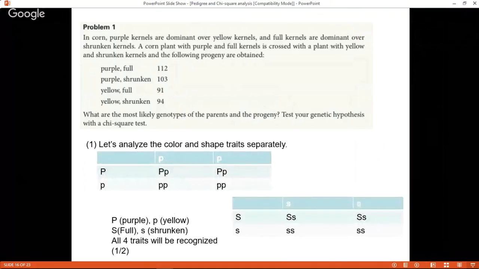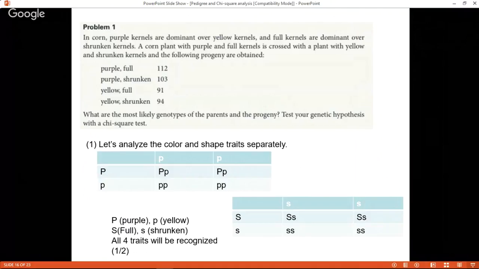Let's analyze the color and shape traits separately. We're going to start with the purple and the yellow to do the color separately. So big P is going to be purple, and small p is going to be yellow, and then you do a Punnett square. So big P, little p cross with little p, little p. And so then we'll get 1/2 purple and 1/2 yellow.